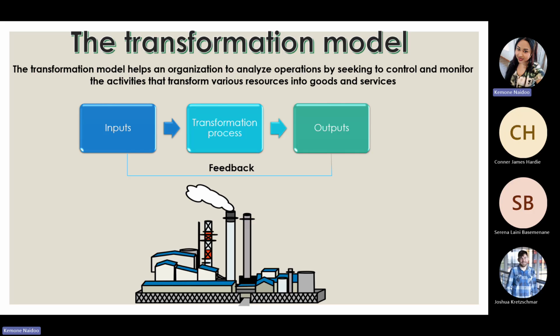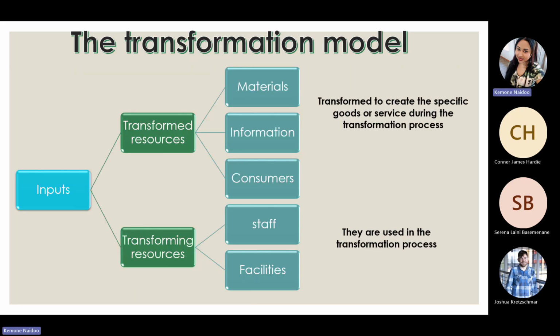So let's break down our transformation model. Okay, so we have inputs, right? So inputs are very, very important. This is what we need in order to begin our transformation model. Now you have two types. You have transformed resources, okay, and then you have transforming resources. So again, this is how inputs can be divided.